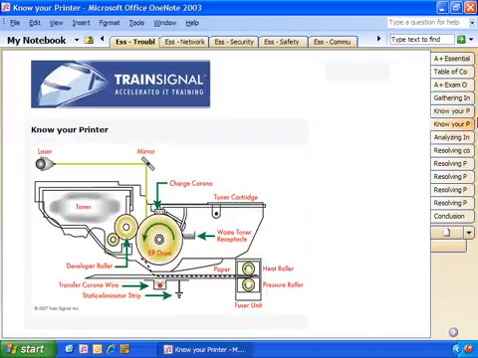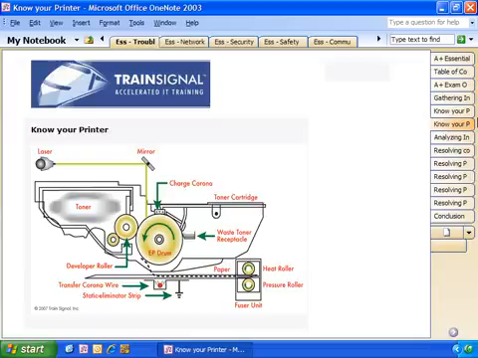All right, the next one is know your printer. And when I say that, I mean know how your printer works. When you first get a printer, open it up. Take out the toner cartridge. Look at all the different gears. Where's the drum? Where's the developer? Where's the fuser? Where does the paper flow through the printer?